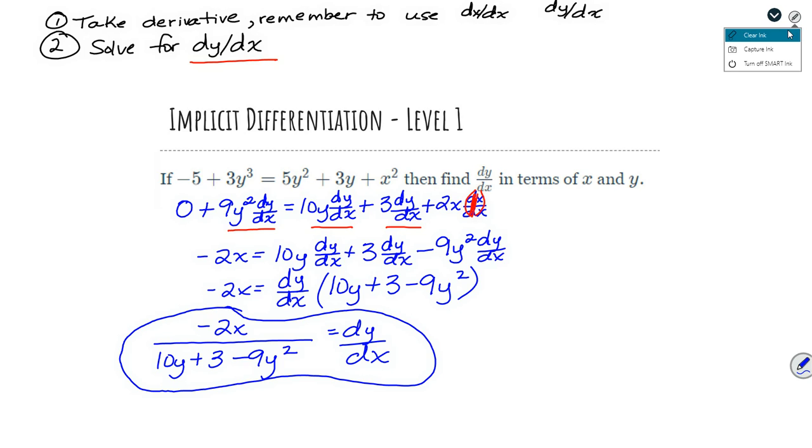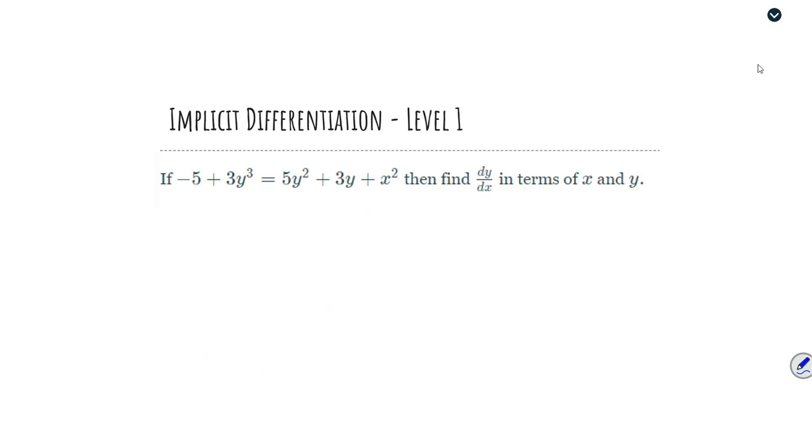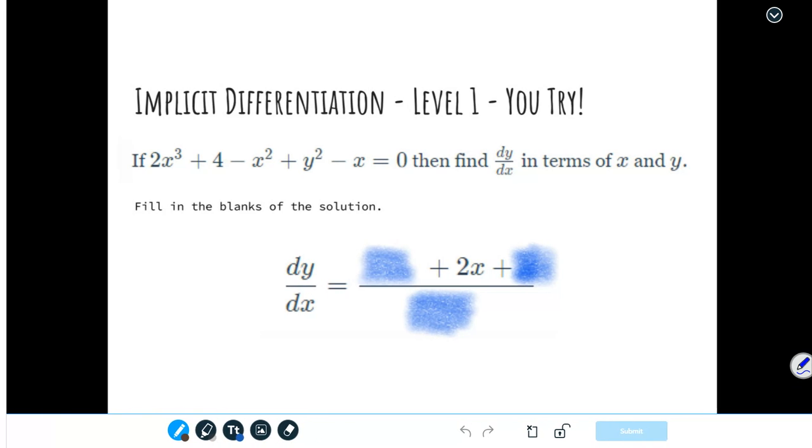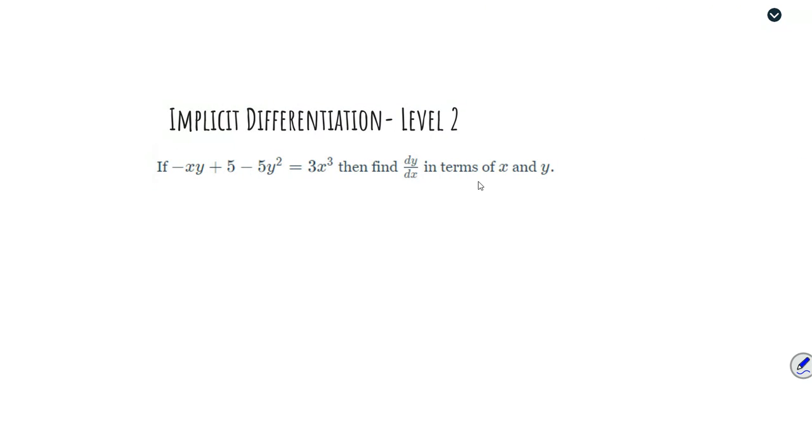Okay, remember these also get, well, I think we did level 1 before, so they do get a little more complex. So here's level 2. They get more complex because you have to also apply the product rule, quotient rule, and the chain rule sometimes. Just depends on what you have. So if I look at this example, I am looking at all the terms, and I notice that right here, this negative xy is a product. So that tells me right here, I'm going to have a product rule.